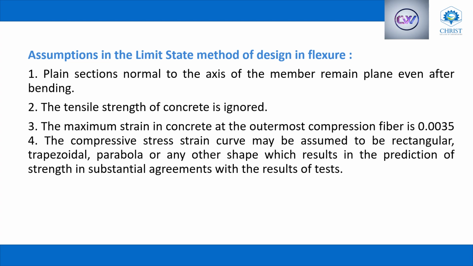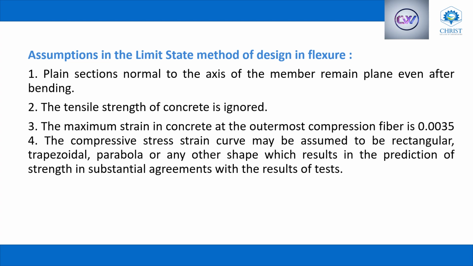The maximum strain in concrete at the outermost compression fiber is 0.0035. For a beam loaded vertically in the transverse direction, the beam will deform in a sagging manner. In that case, the top portion is under compression. So at the topmost portion, the strain will be 0.0035 at maximum.